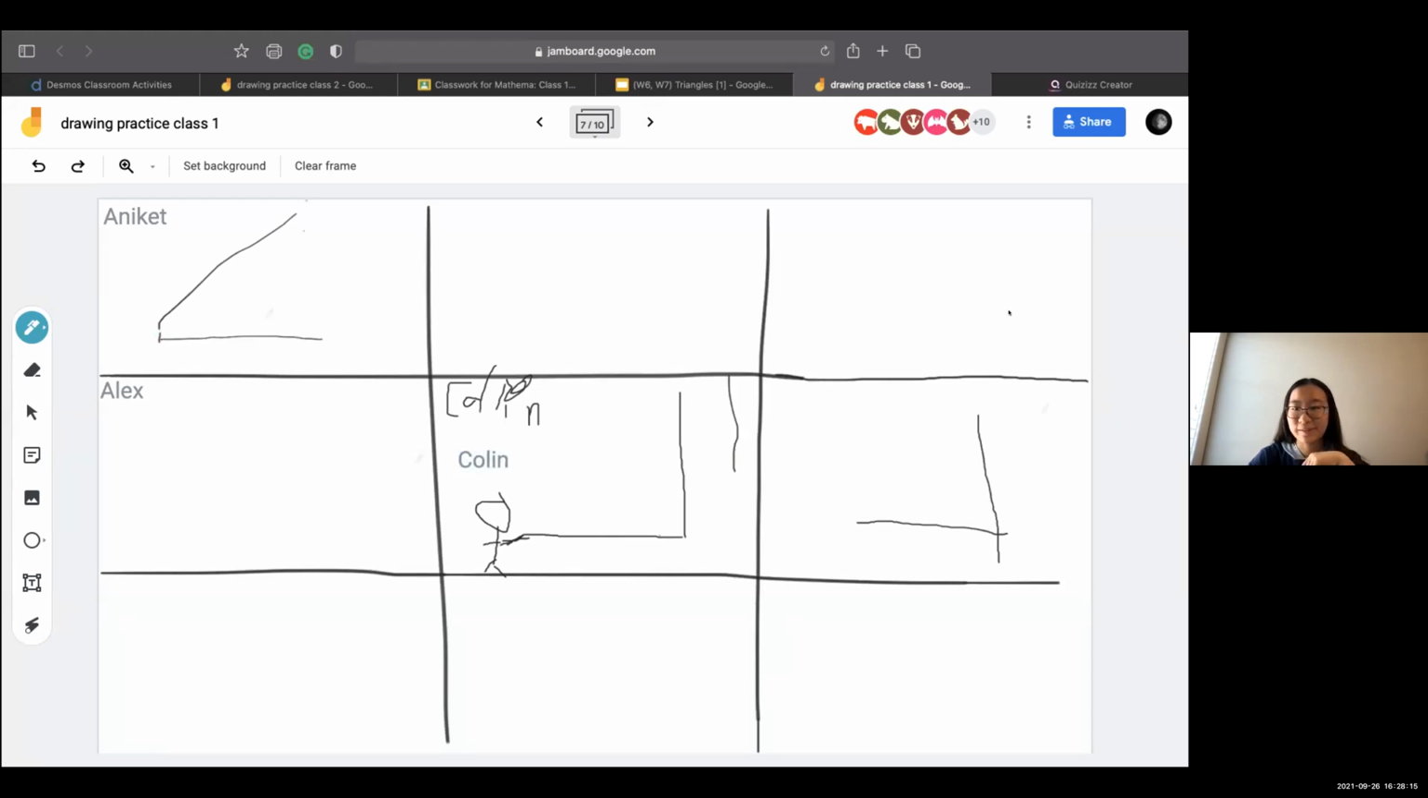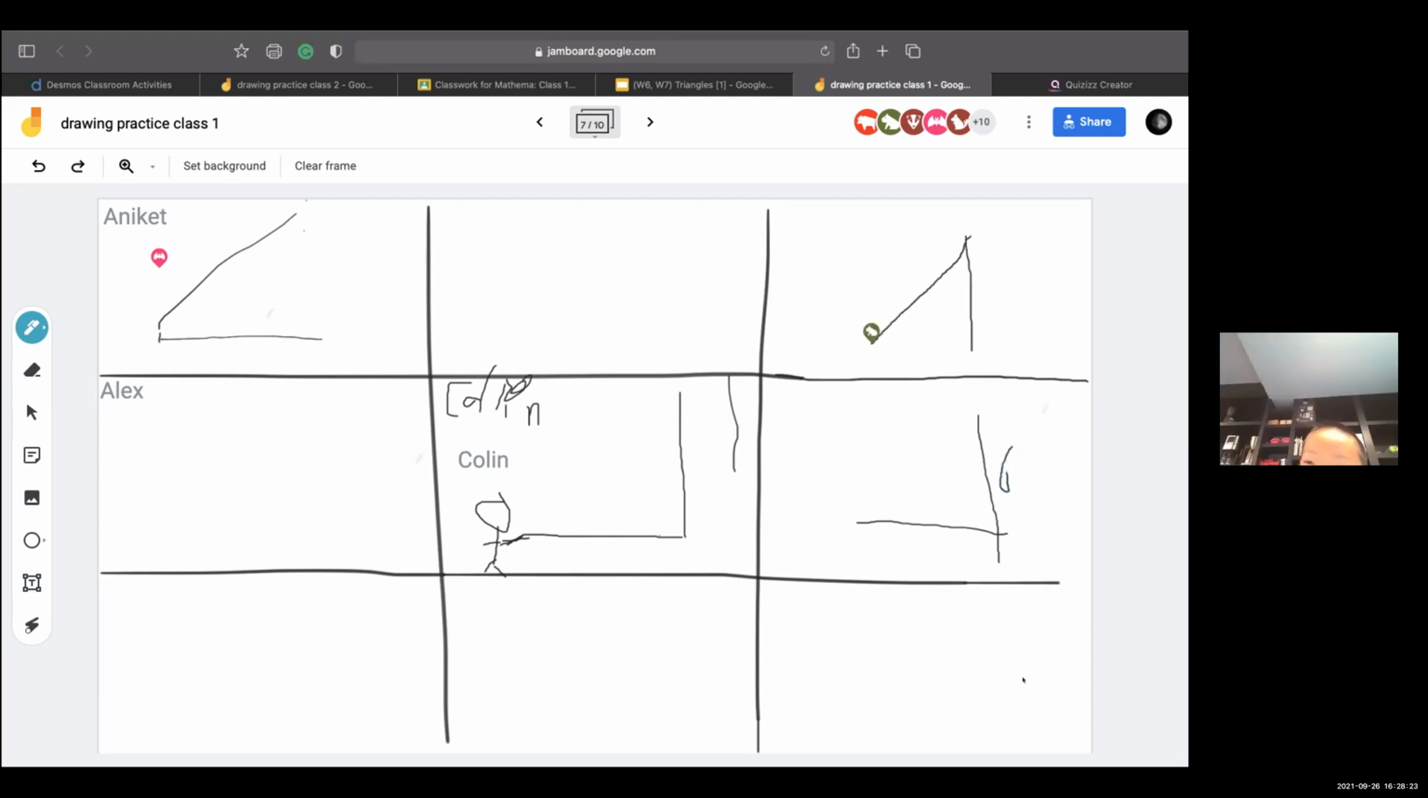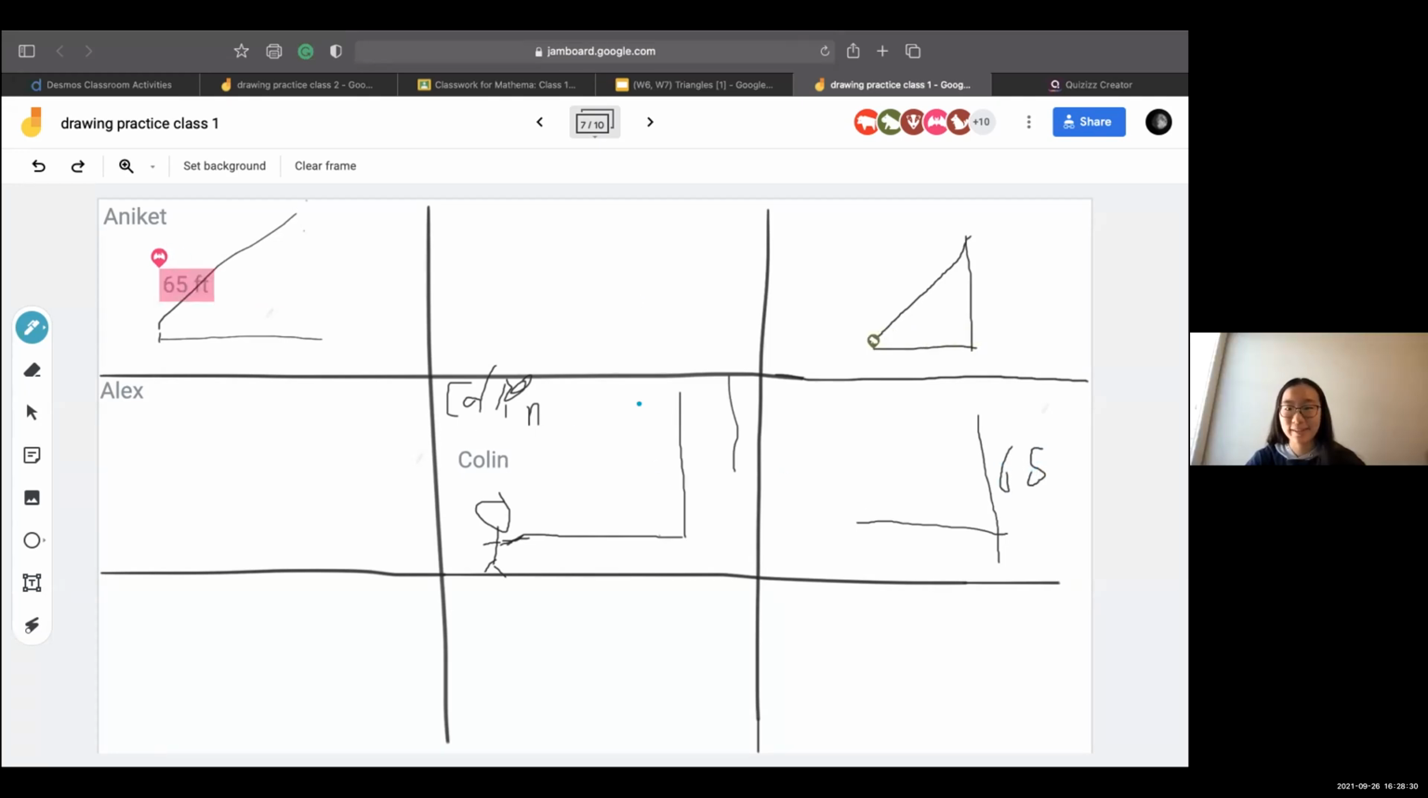Colin, I love that you drew the person. That's amazing. But if you're doing this in an actual math situation, probably not a good idea. It's perfectly fine here though. Yeah. Hey, you can even draw the kite if you want.